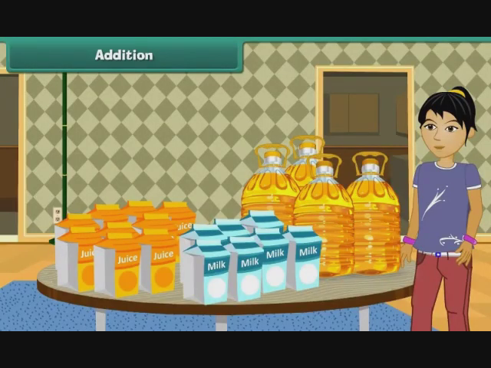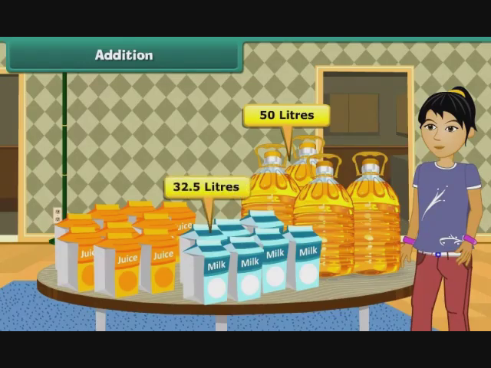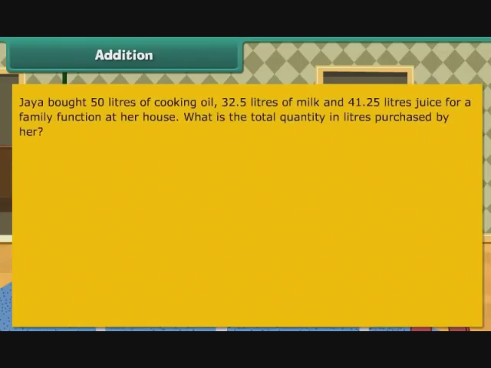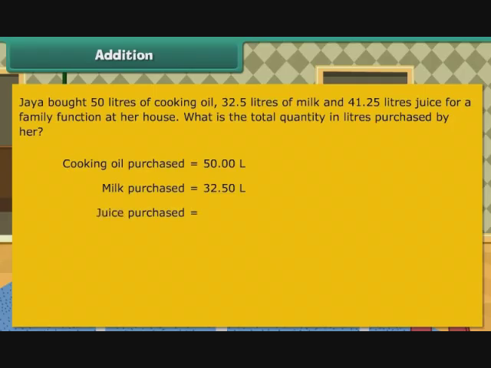Addition. Jaya bought 50 liters of cooking oil, 32.5 liters of milk and 41.25 liters of juice for a family function at her house. What is the total quantity in liters purchased by her? Cooking oil purchased is 50 liters. Milk purchased is 32.50 liters. Juice purchased is 41.25 liters.